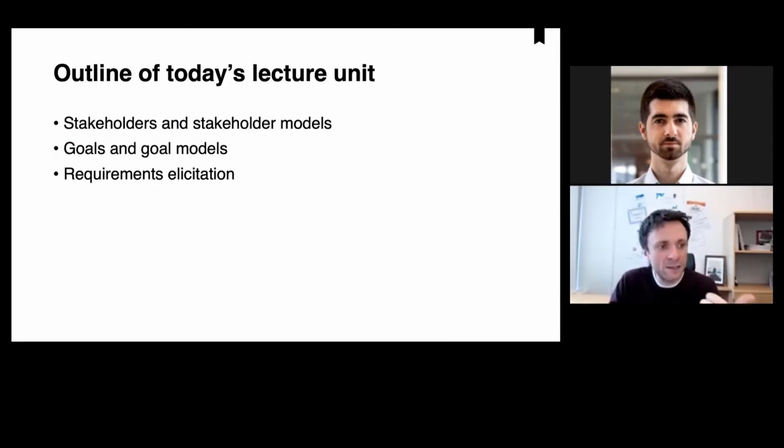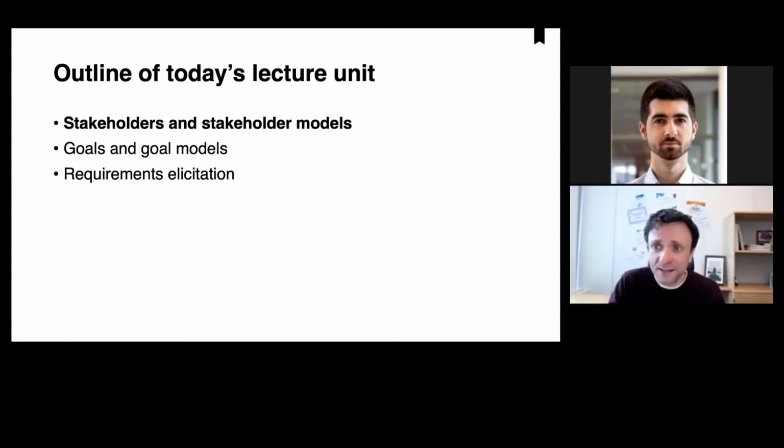Number one, the stakeholders and stakeholder models, what they are, how to use them. Number two, goals and goal models. And number three, requirements, elicitation, and how to get started. Now, let's directly start with stakeholders and stakeholder models.